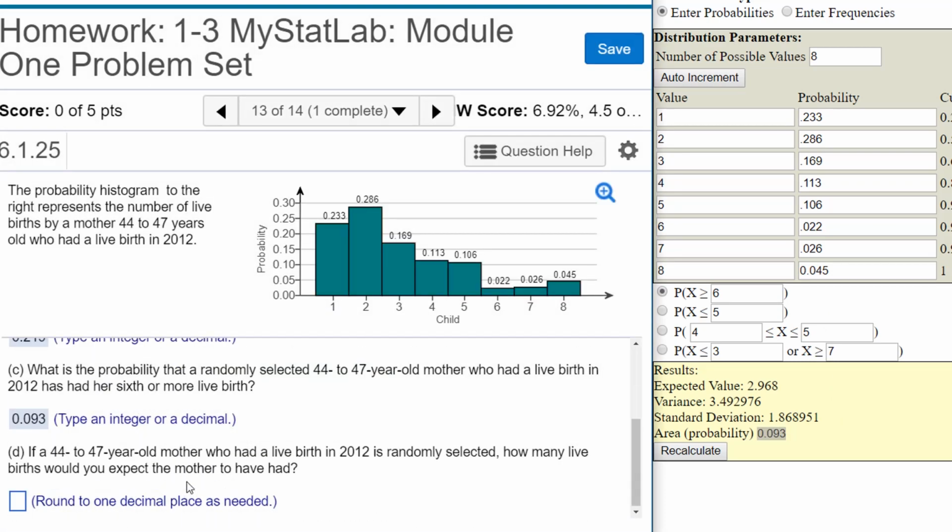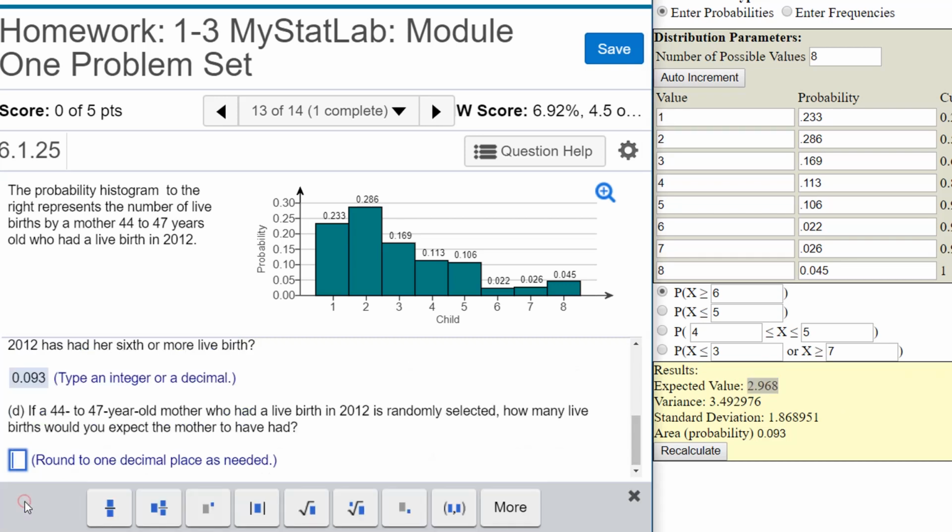Okay. And now, if a 44 to 47-year-old mother who had a live birth in 2012 is randomly selected, how many live births would you expect the mother to have had? Expect is the key word there. We're looking for an expected value, and the expected value was already calculated for me, 2.968. I'm going to just copy and paste that over there. 2.968. Round to 1 decimal place.